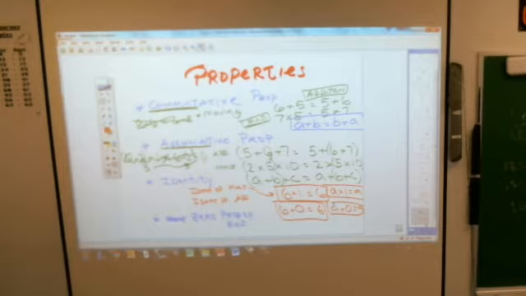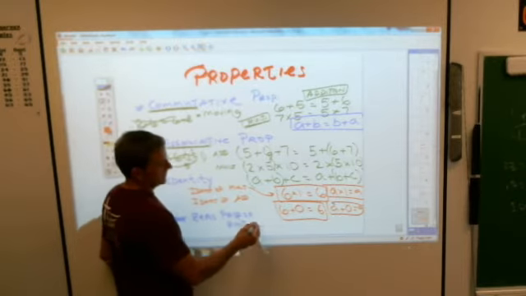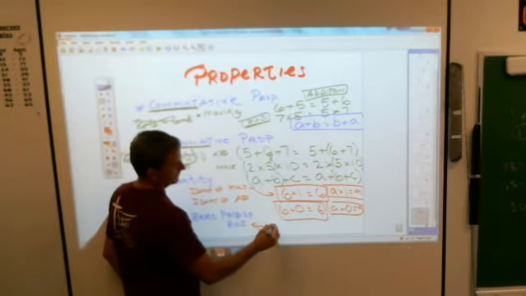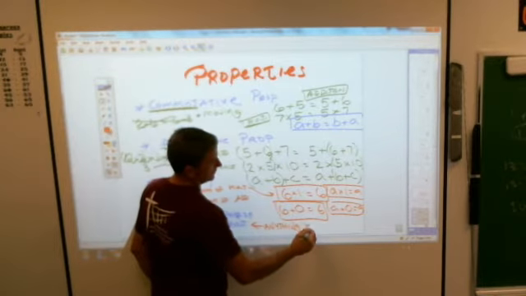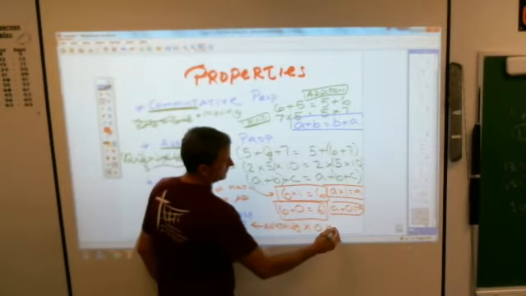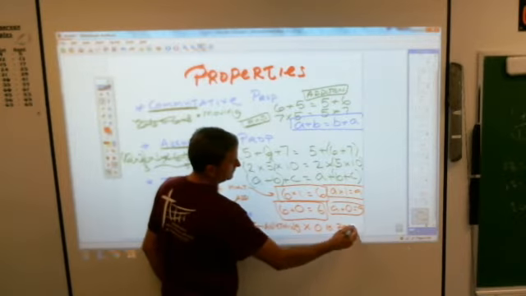And I'm going to guess that you could probably tell me what the 0 property of multiplication is. Anybody want to take just an outside guess? Anything times 0 is 0. There you go. And that sums it up there. Anything times 0 is 0.